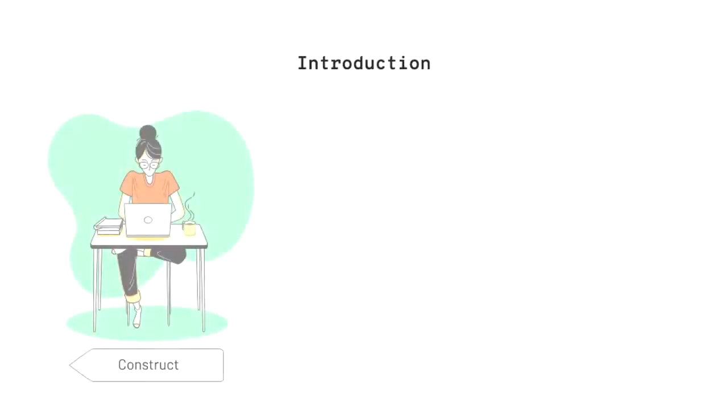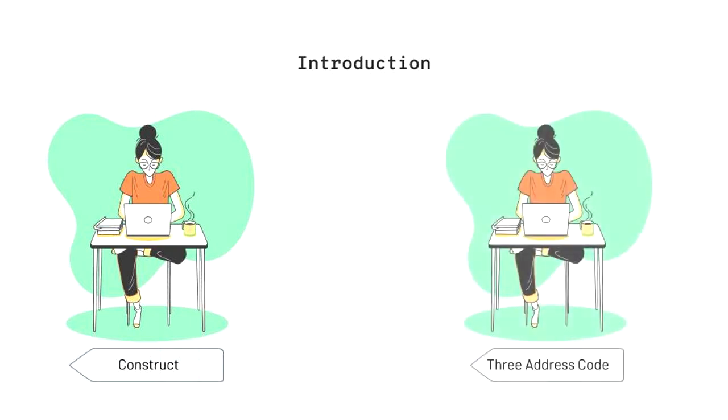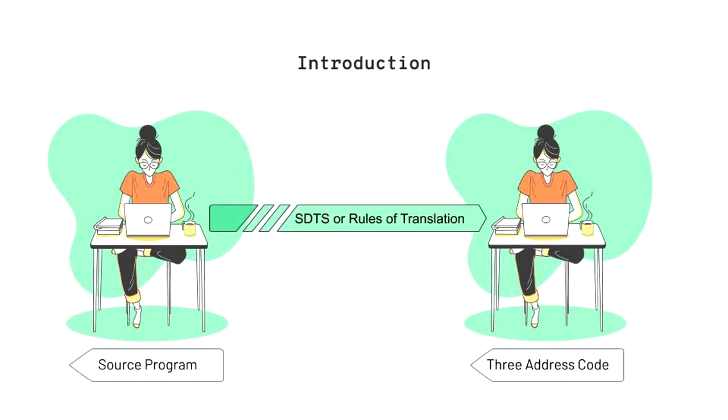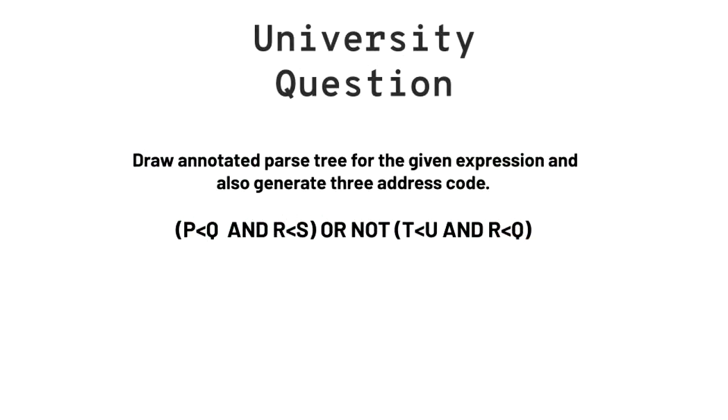Whenever a compiler encounters a construct, it translates the construct into intermediate code, that is a 3-address code. It is done with the help of rules of translation that we call syntax directed translation. The given statement is (p < q and r < s) or not (t < u and r < q).